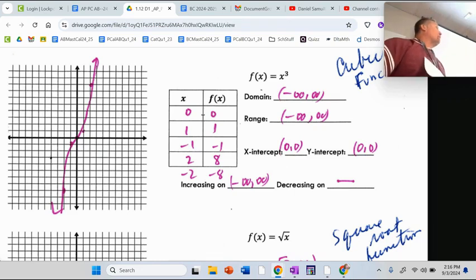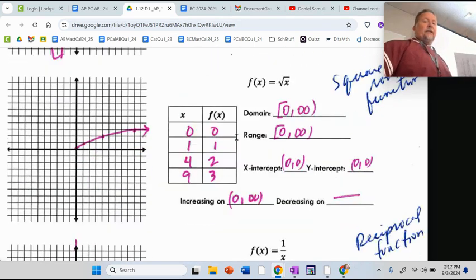What's the square root of 0? 0. What's the square root of 1? What's the square root of 2? I'm sorry, so he's right. What's the square root of 4 is what I meant to say. And what's the square root of 9? Those are the points you should have plugged in, and basically you only get this little curve.